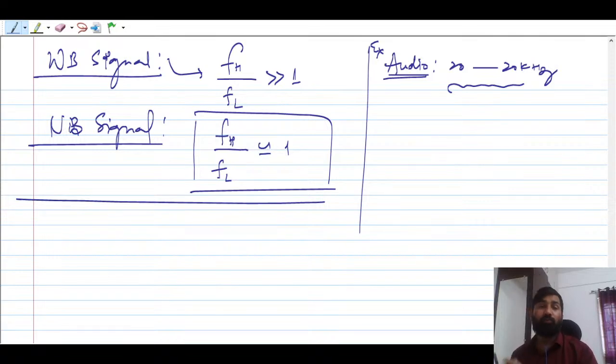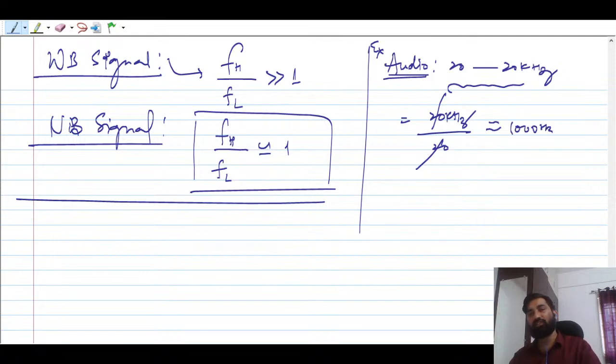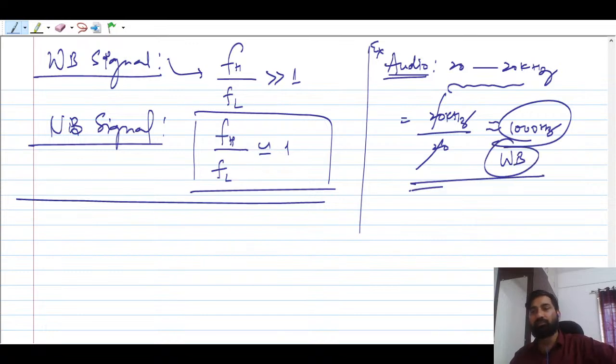Now which one is wide band, which one is narrow band? That you have to keep in mind. If you take the ratio of the high frequency, which is 20 kilohertz, upon the low frequency, that is 20 Hz, it is nearly 1000, right? This is a very high ratio, so you can say that it is a wide band situation. ठीक है?